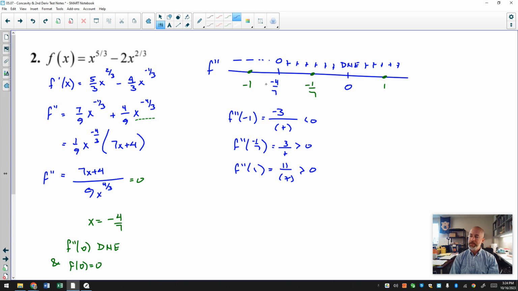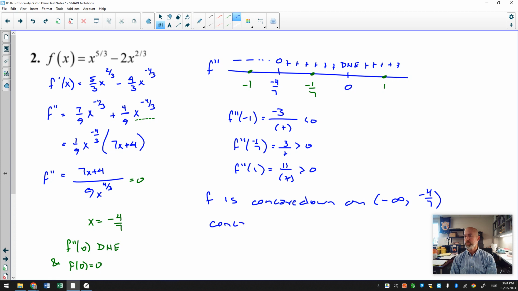And so I am going to declare that my function is concave down on the interval -infinity to -4/7. Concave up on the interval -4/7 to 0. And I'm going to break this up at 0 and continue after 0.